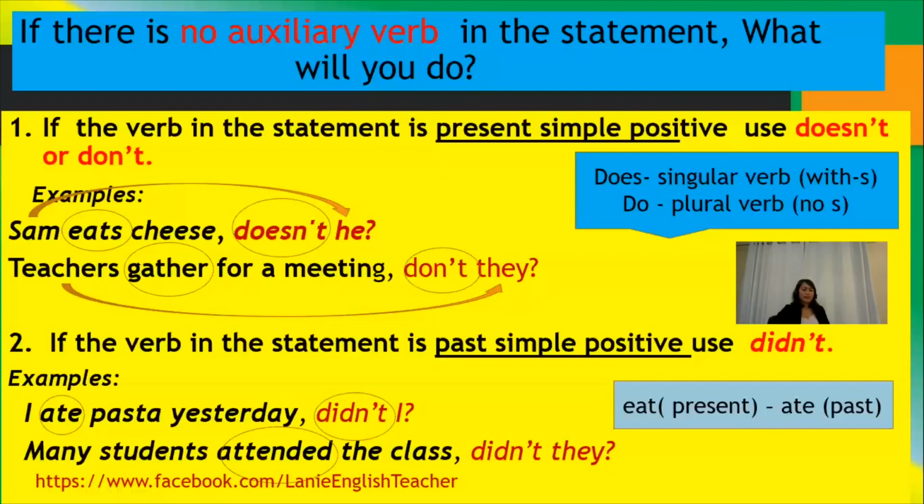How do you know that it's in the past form? Now, it's a kind of regular verb. Remember, it's very easy to remember the regular verb because you just add ed in forming the past form. So again, this statement is positive, so you use a negative tag. So your did, make it negative, becomes didn't. So your tag question now is didn't they? Again, let me read the statement to you: Many students attended the class, didn't they? All right.